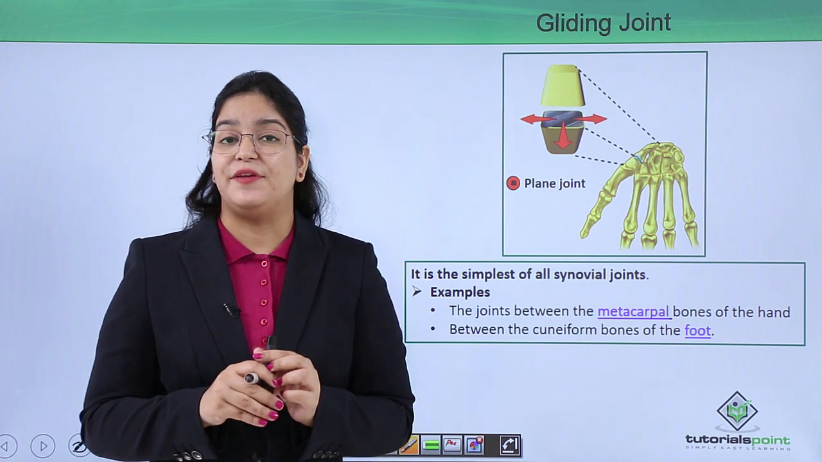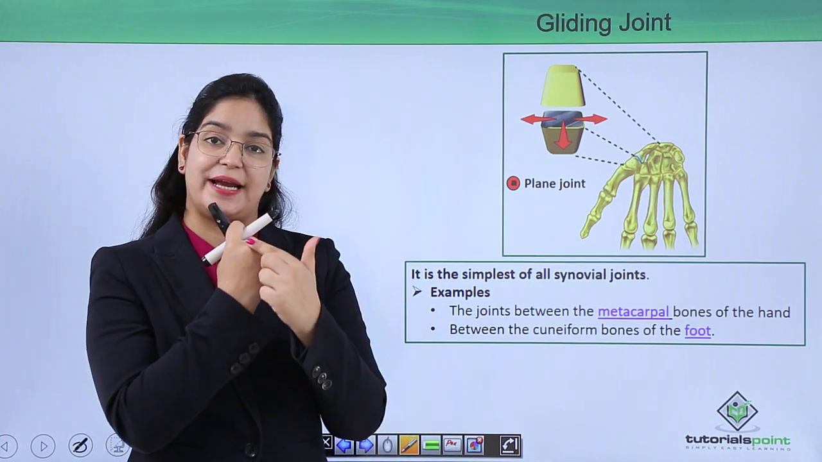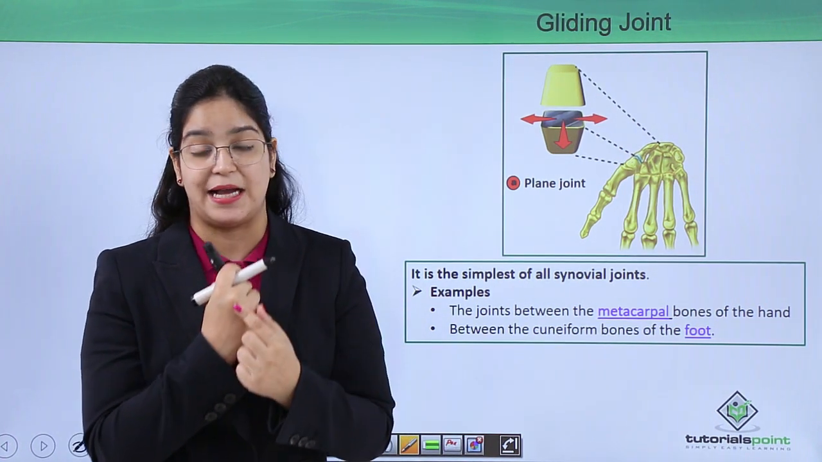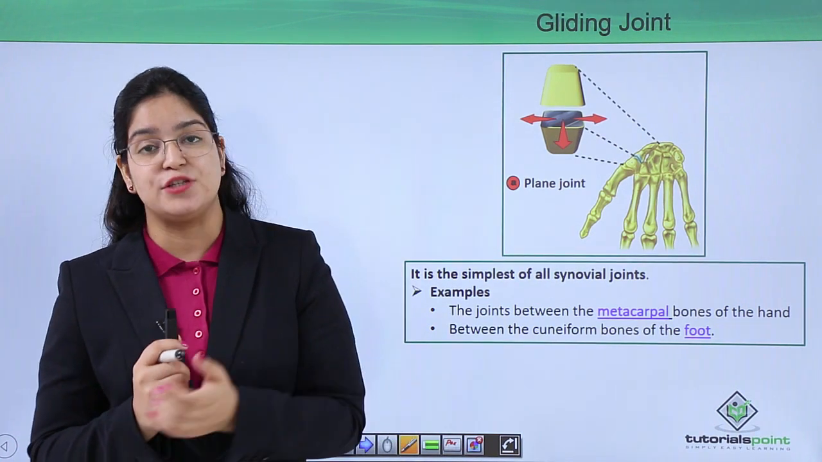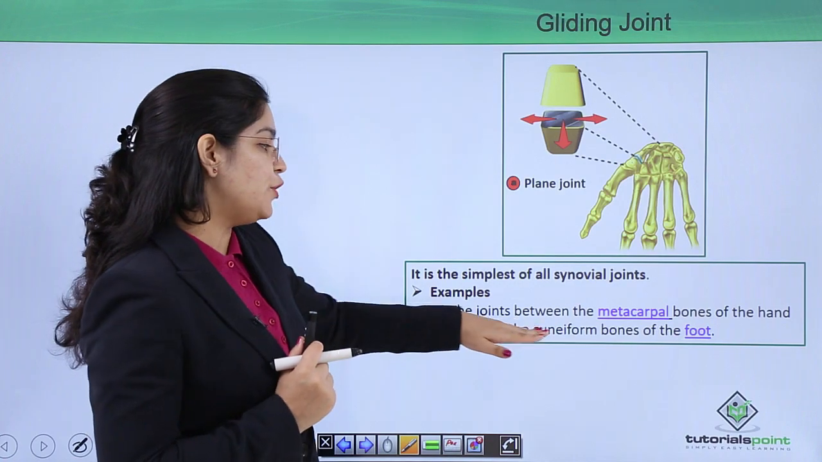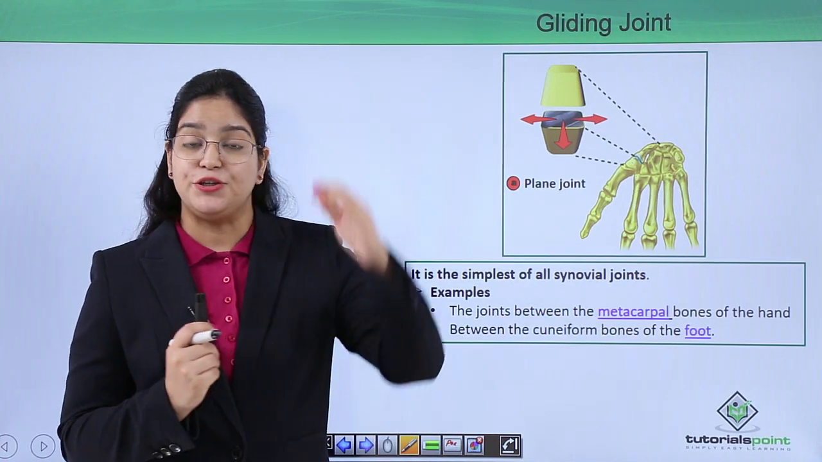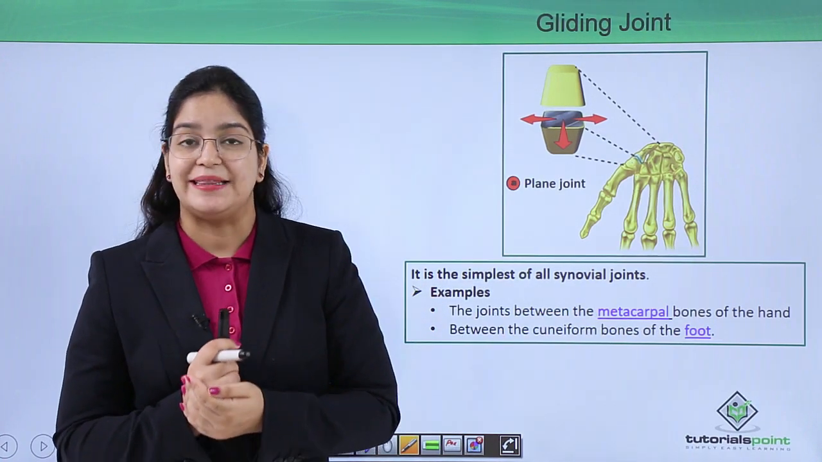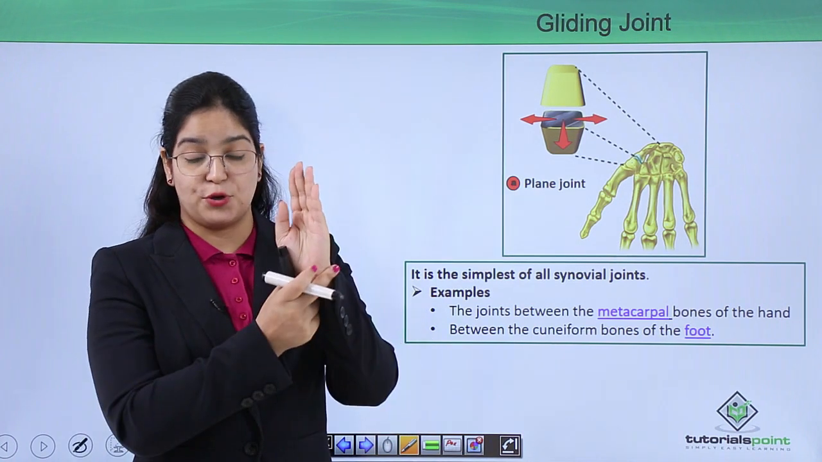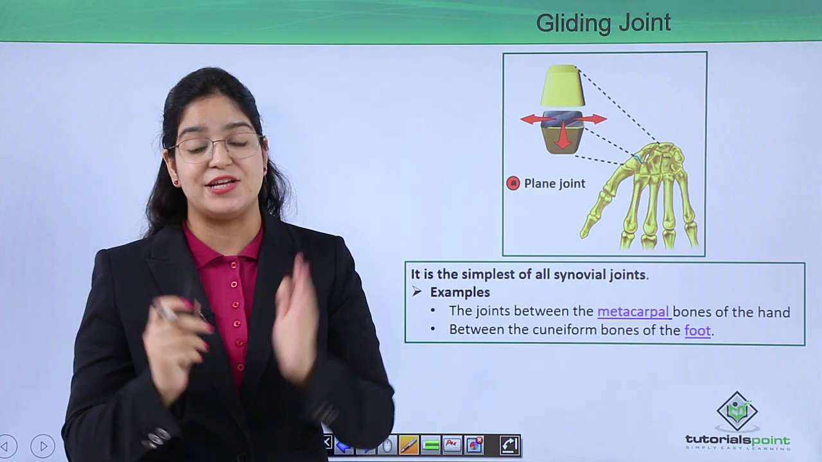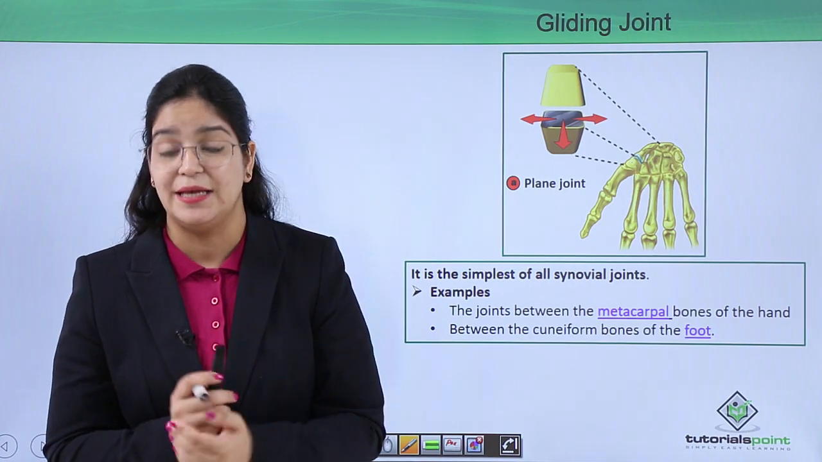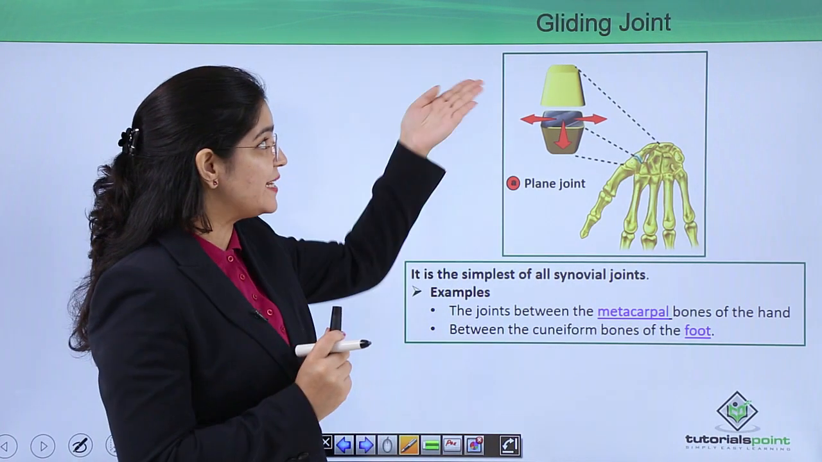Now we know that we have the simplest joint, that is the gliding joint, in our metacarpals. The second example of this simplest joint or the gliding joint is the cuneiform bones in the foot. Your ankle contains this joint. That is why it shows a little movement, not larger movement, in your ankle, because at that place which joint is present?